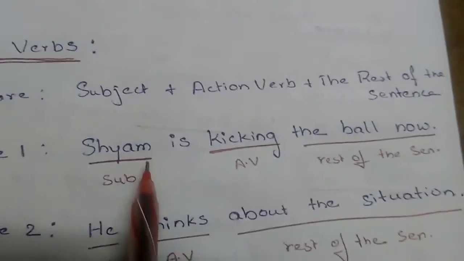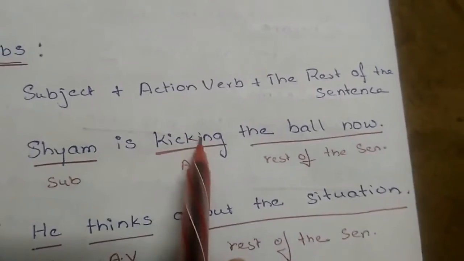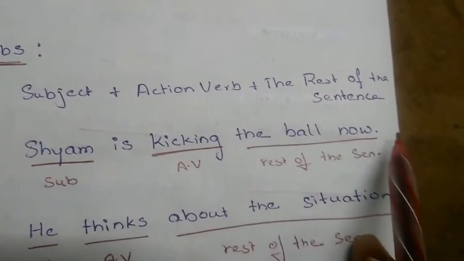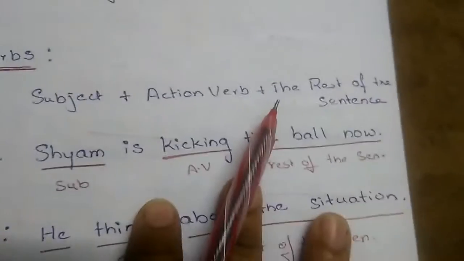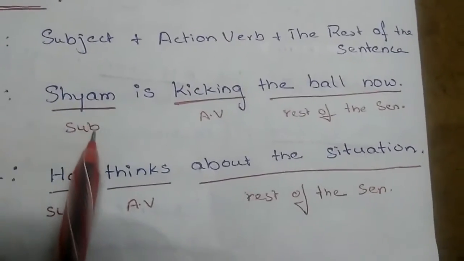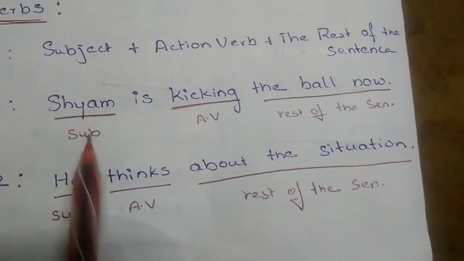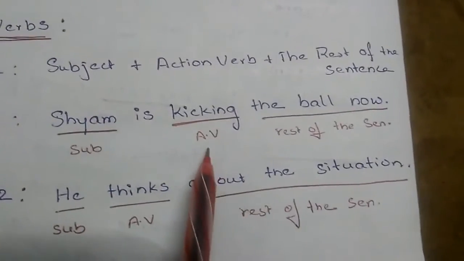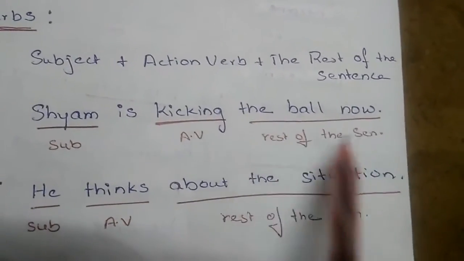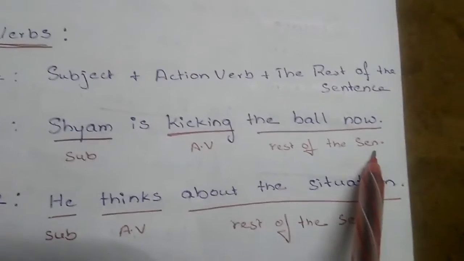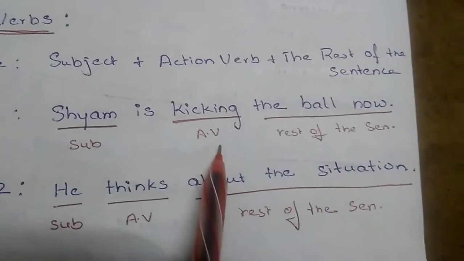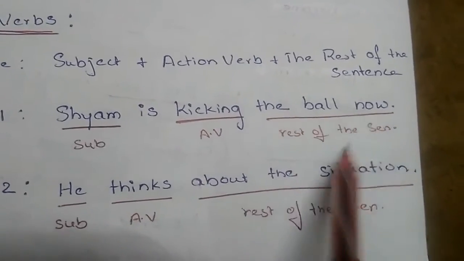And we take one example. Sham is kicking the ball now. This is a very simple sentence. In this sentence, Sham is the subject. That means he is doing some action. Kicking is the action verb. The ball now is the rest of the sentence.